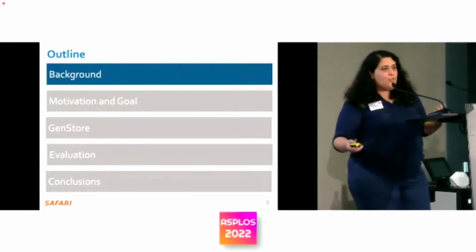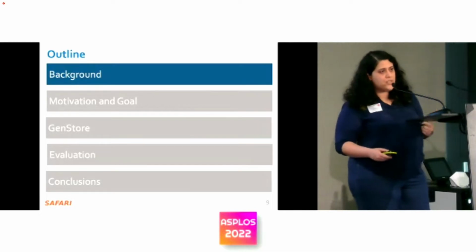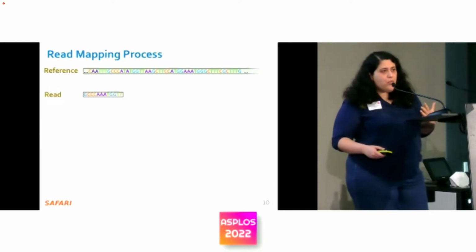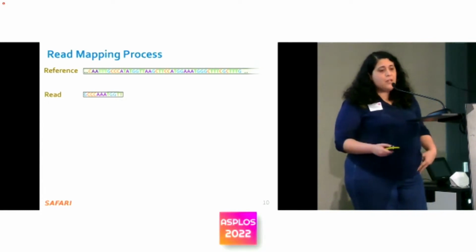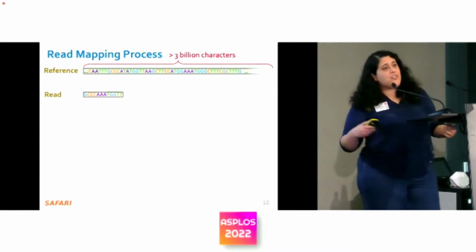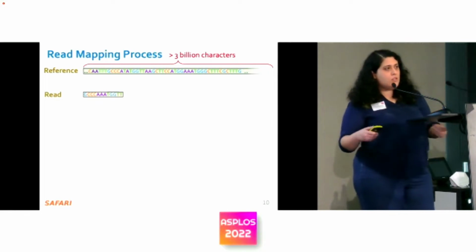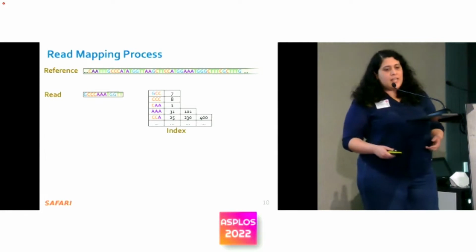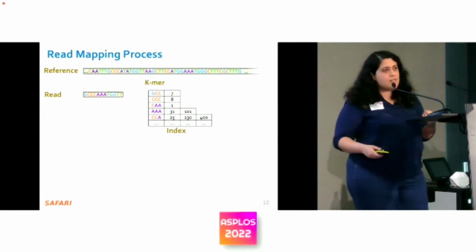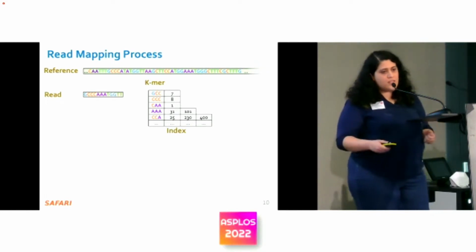So that was a high-level overview of my talk. Let's discuss some background on read mapping so we can dive into this work in more detail. Read mapping performs this expensive computation on large datasets, and the search space in the reference genome can be very large. For example, a human reference genome can include more than 3 billion characters. To find potential locations to do this computation in the reference genome, read mappers typically use an index structure that includes k-length subsequences of the reference genome called k-mers, and the locations of these k-mers in the reference genome.